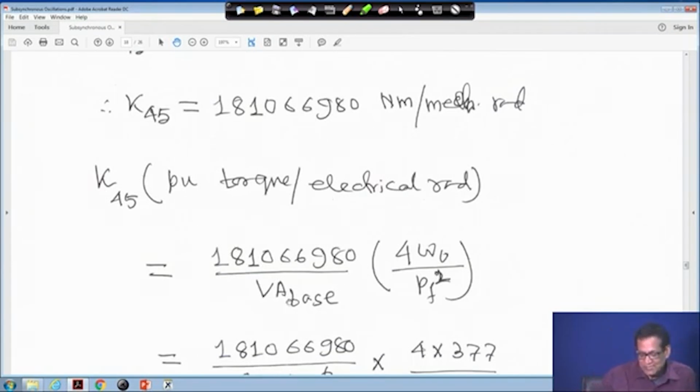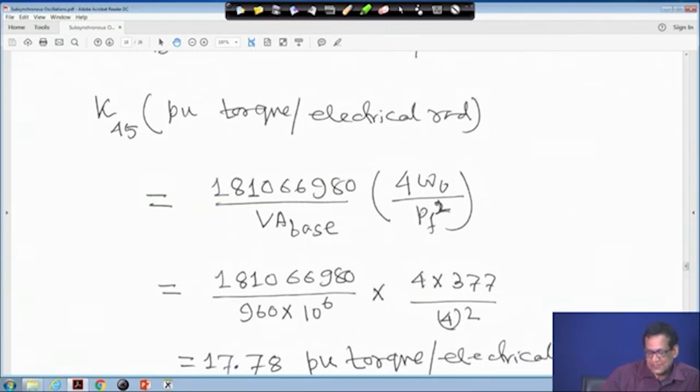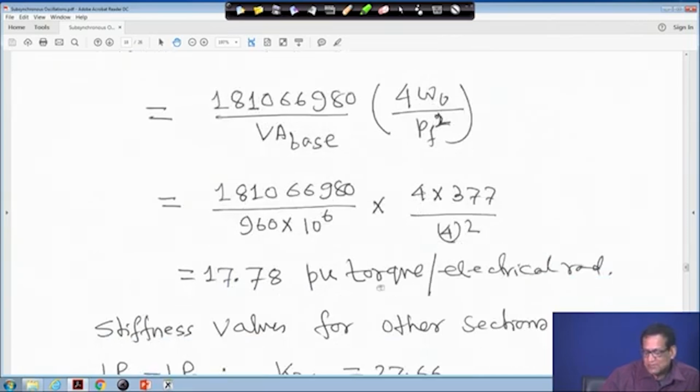This we have derived in the beginning, in the previous lecture. So, K45 per unit torque per electrical radian, and this one was just derived in the previous lecture. If you put it, it will become 17.78 per unit torque per electrical radian. PF is equal to 4 and 60 hertz, omega 0 is 377.